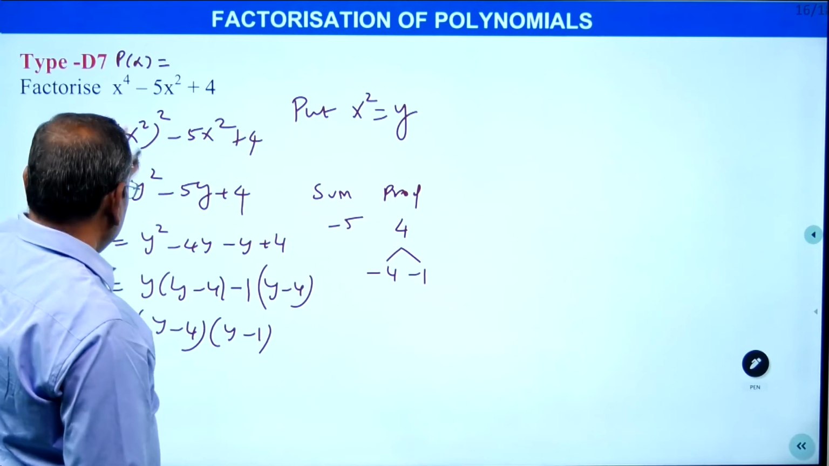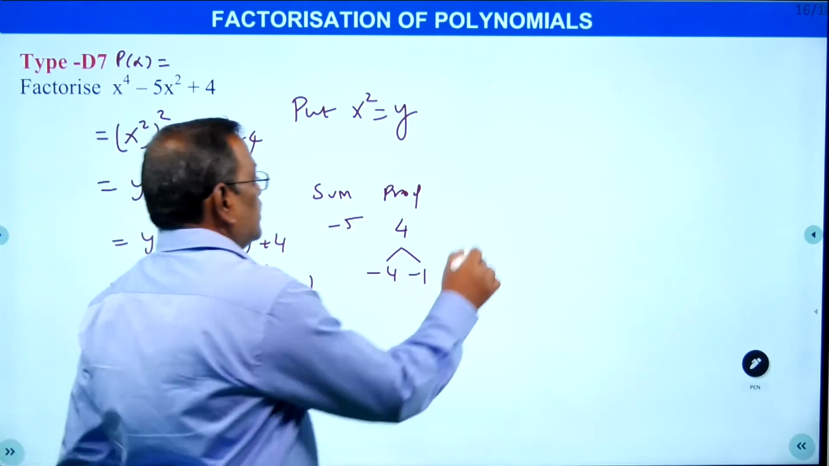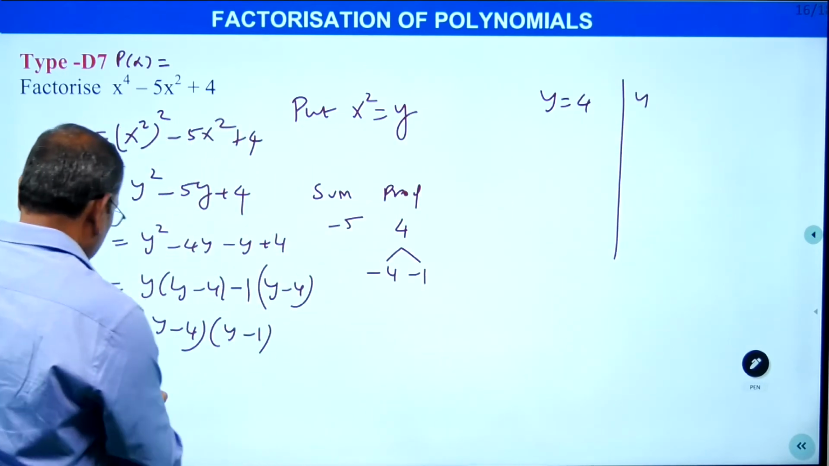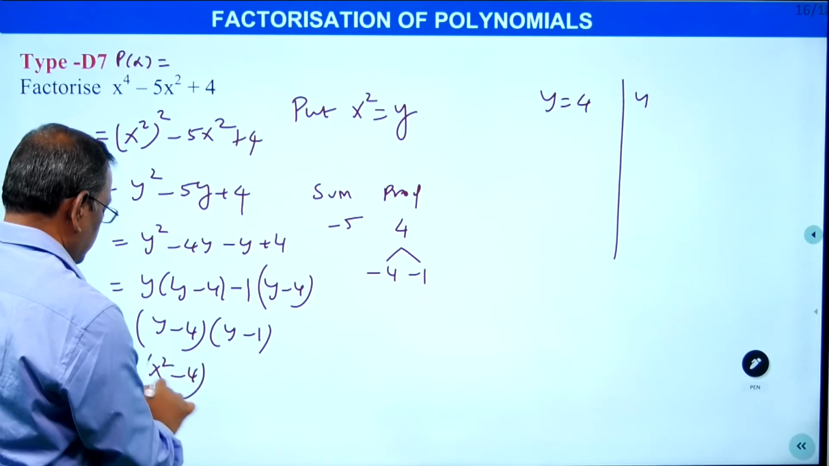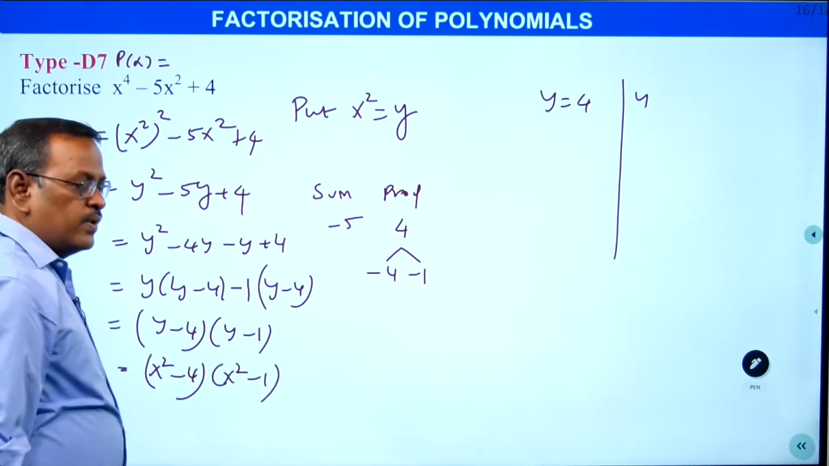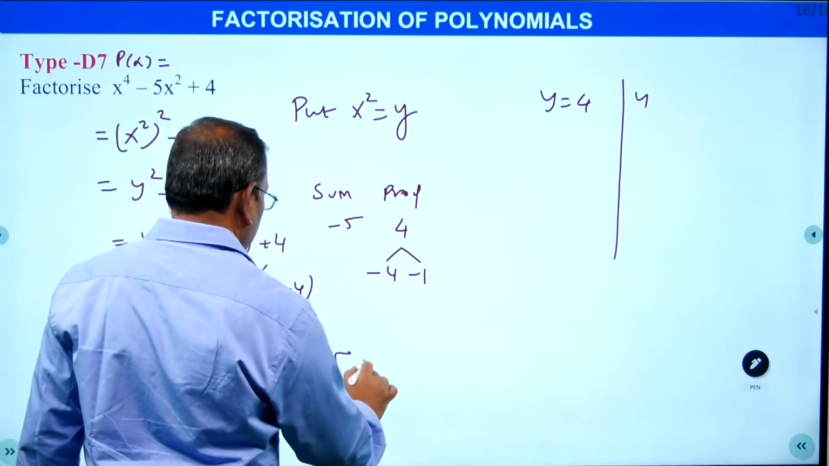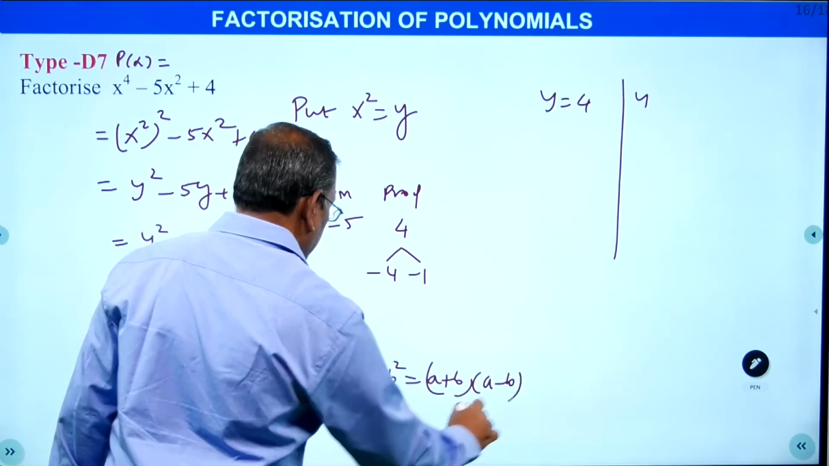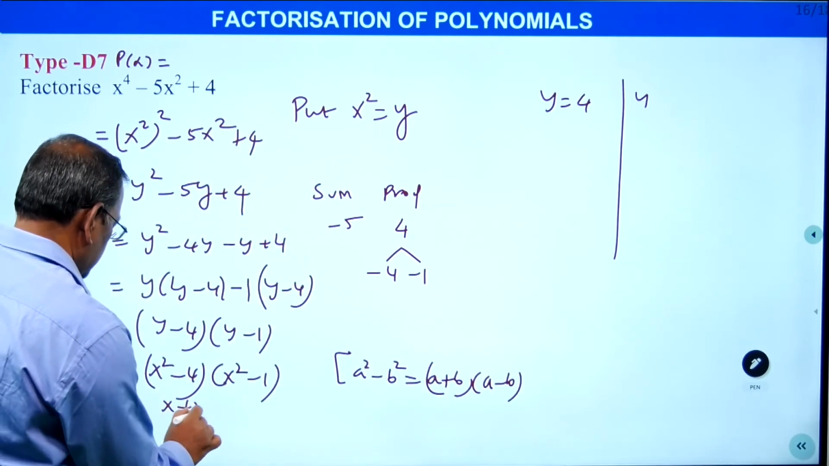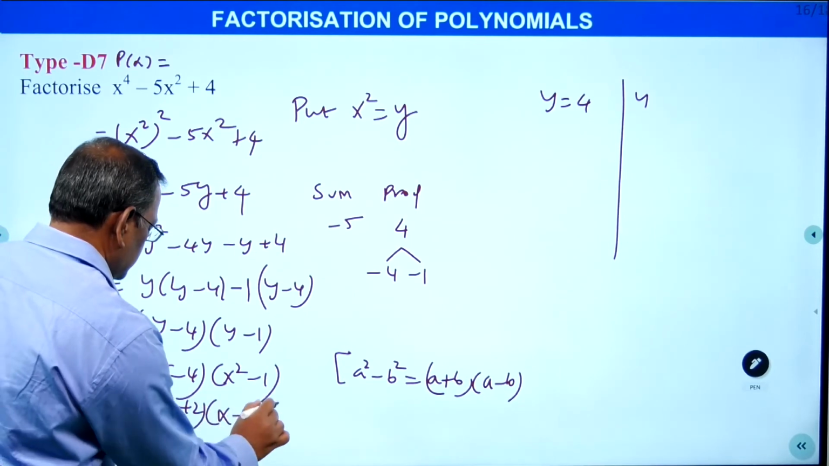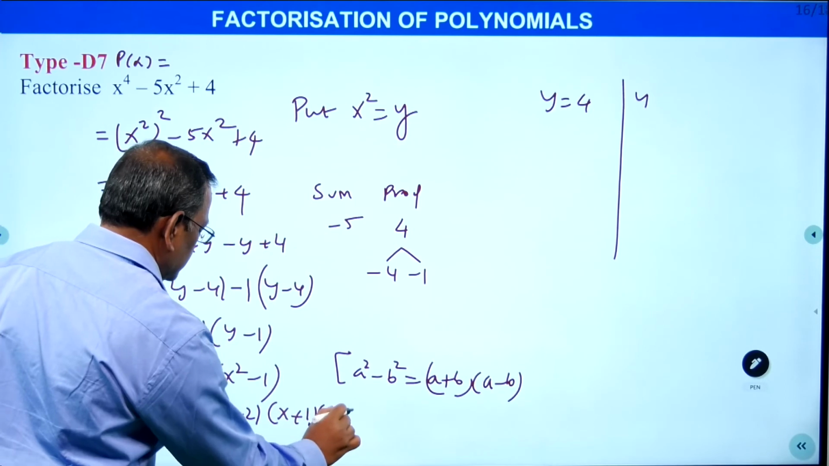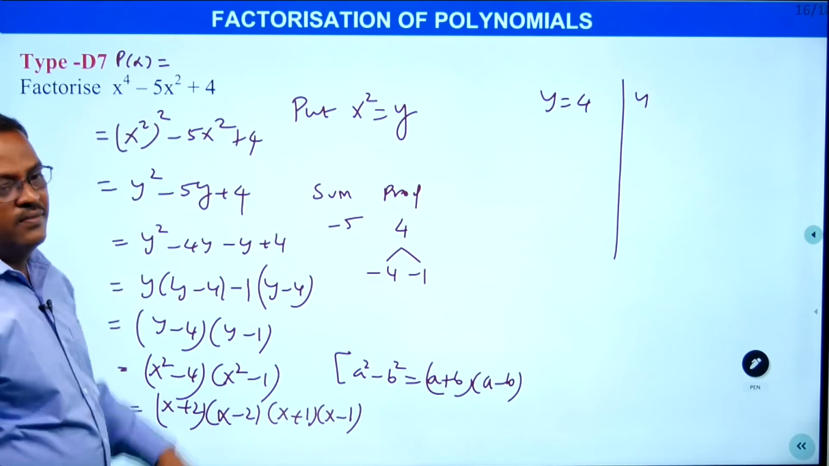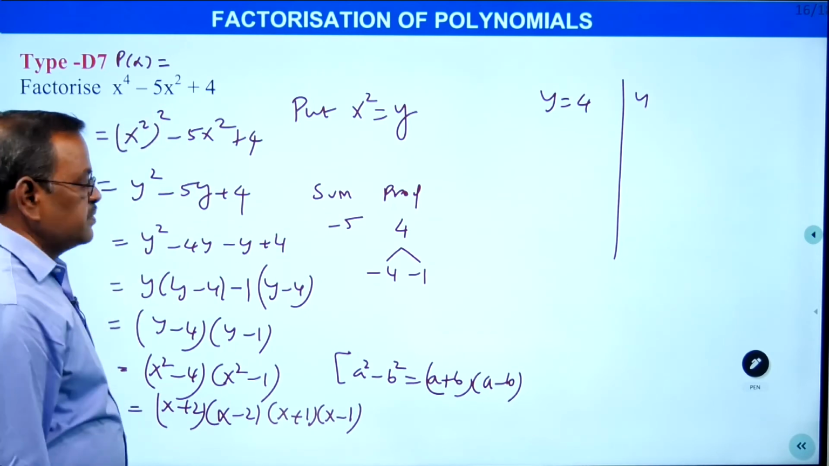But the original variable is x, but here the variable is y. So what is y equal to? x square, and before that we will write this as x square minus 4 into x square minus 1. We have a ready-made identity for this: a square minus b square equal to a plus b into a minus b, which gives x plus 2 into x minus 2 into x plus 1 into x minus 1. But this substitution method is possible only when it has even powers, otherwise you can't apply this substitution method.